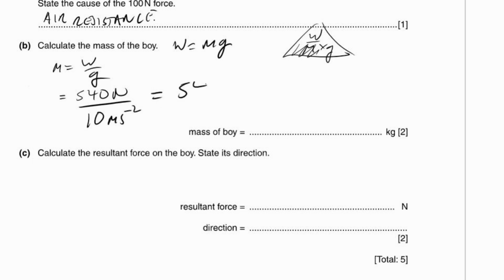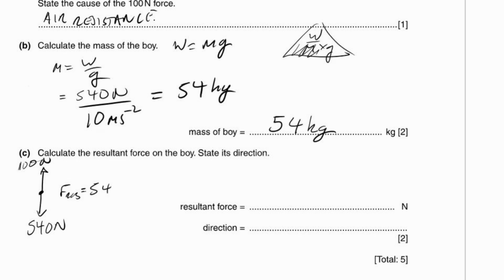And that will give us a value of 54 kilograms. So 54 kilograms. Calculate the resultant force on the boy, state its direction. Well, what we have is 540 newtons down. We have 100 newtons up, which will give us a resultant force of 540 minus 100, which is 440 newtons. And the direction is down.